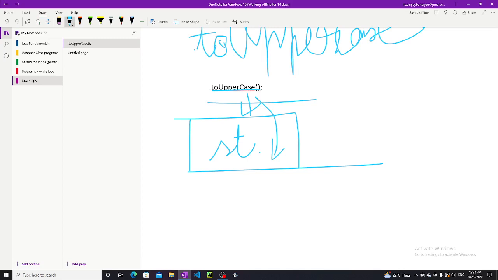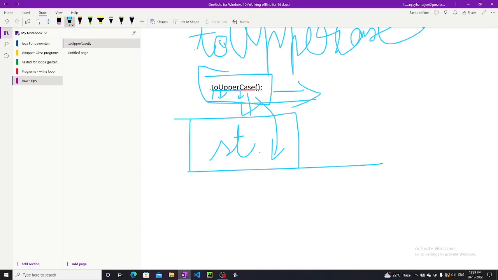The first t will be a small letter, then U will be uppercase, and C will be uppercase. So this becomes a little hectic for students to remember. For me also, it was very difficult to remember. The function name, dot toUpperCase, means I can convert a string to uppercase using this function. That is very clear from these words. But the problem is which character is in uppercase and which is in lowercase.